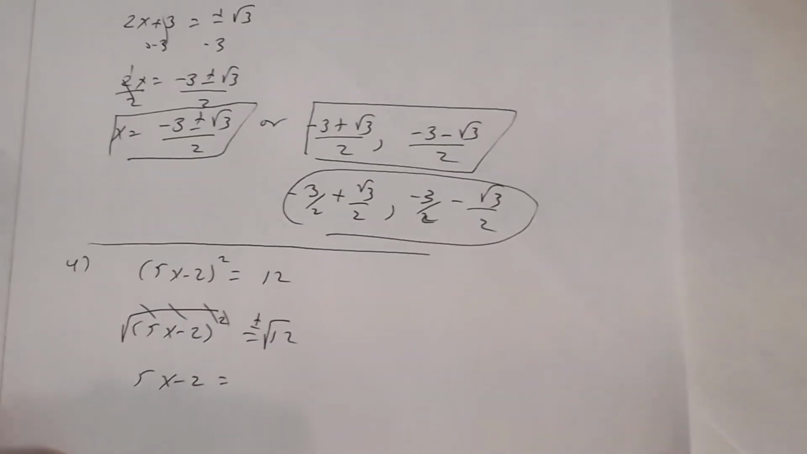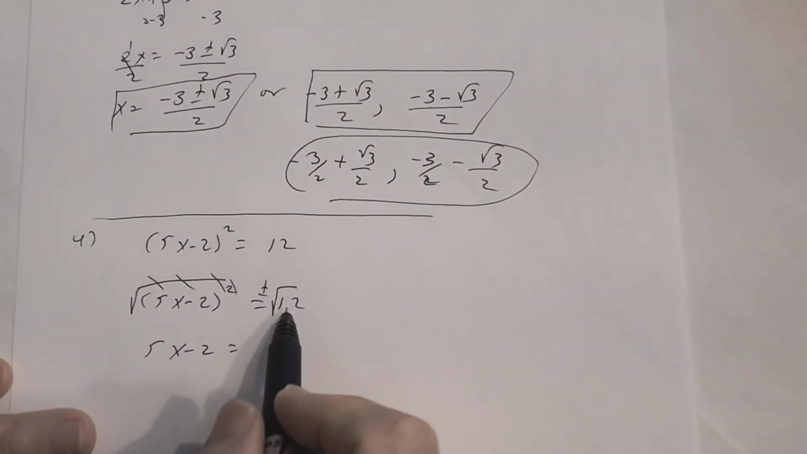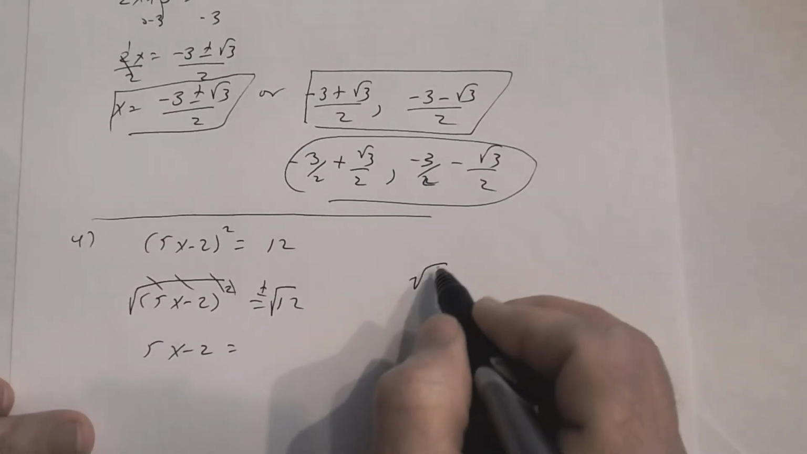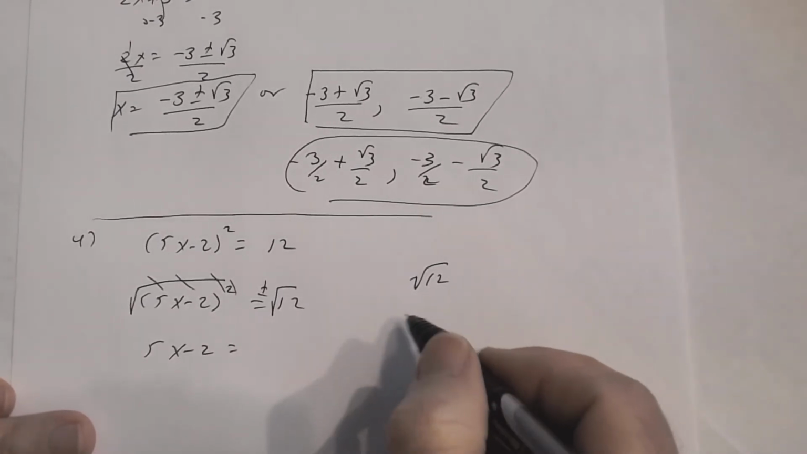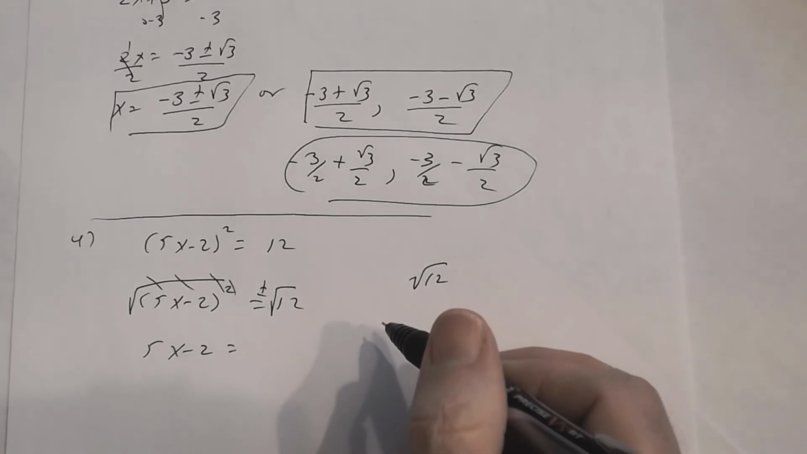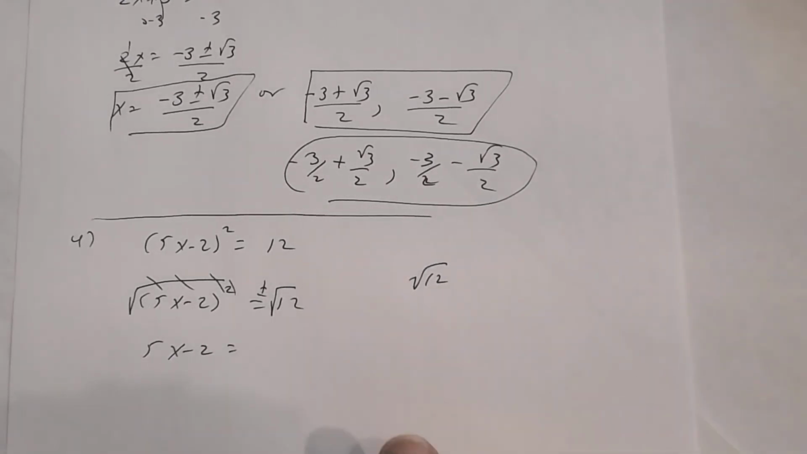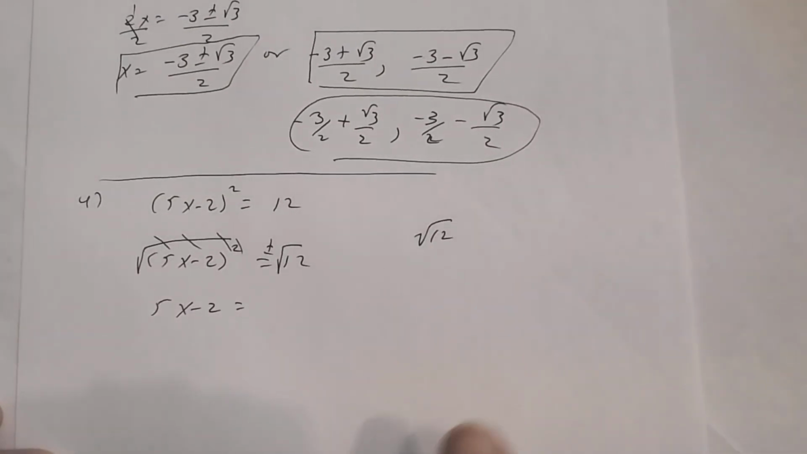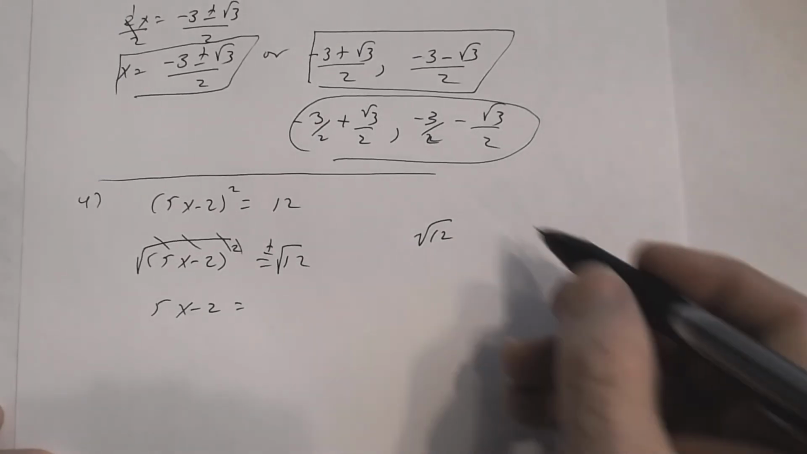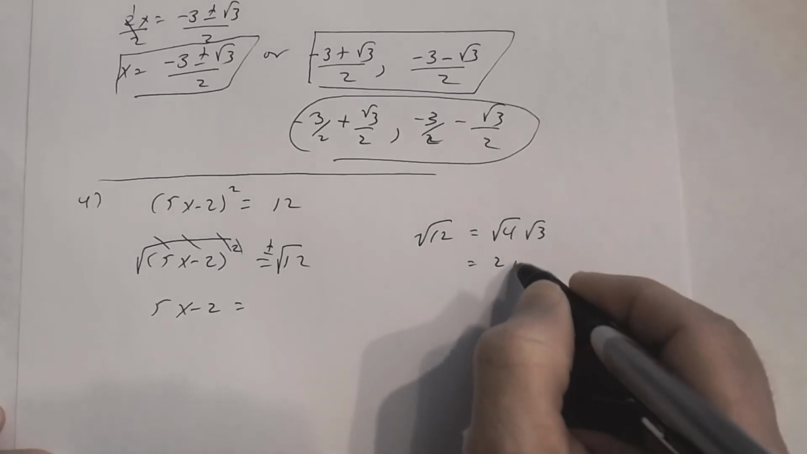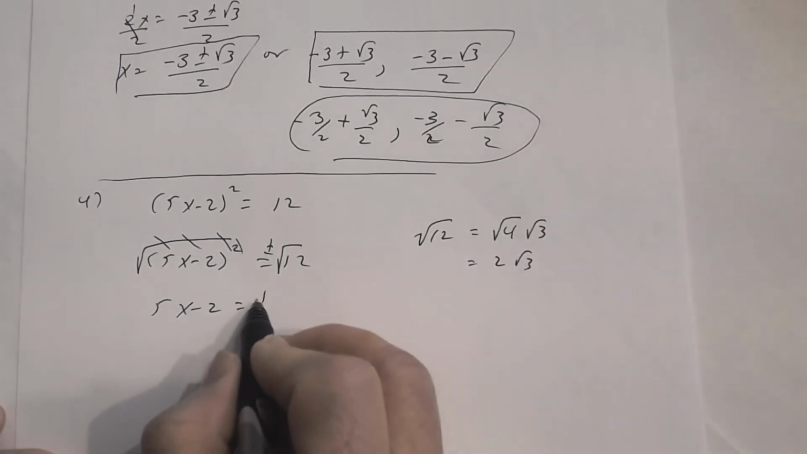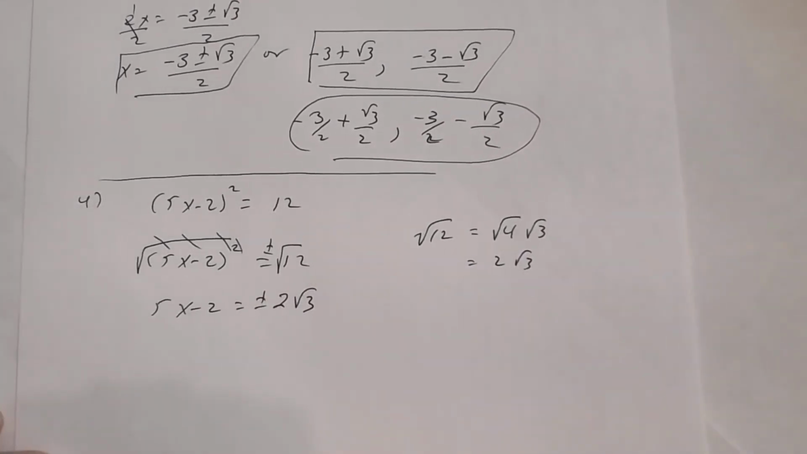Notice though in number 4, 12 is not a perfect square, but I can simplify the square root of 12, and you have to. You can't leave the square root of 12. You're not going to get full credit. You'll get most of your points, because you did a lot of the processes correct, you just didn't simplify the square root of 12. So the square root of 12, remember, is the square root of 4 times the square root of 3. So that's 2 square root of 3. So that's what you need to put here. So this is plus or minus 2 square root of 3.